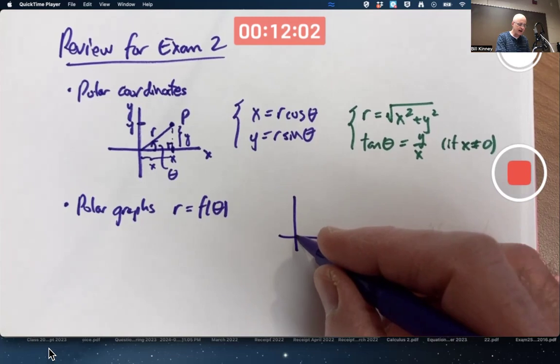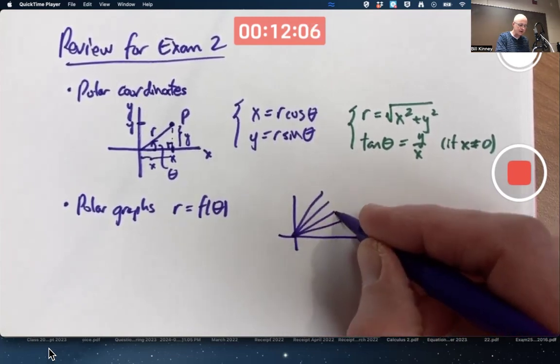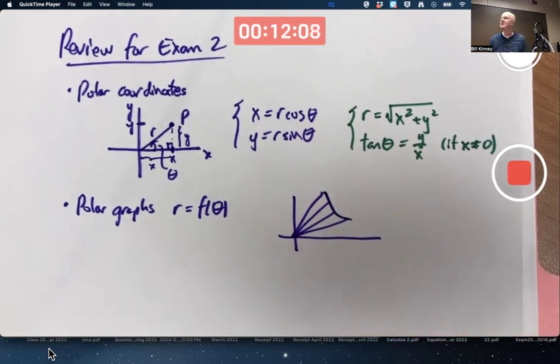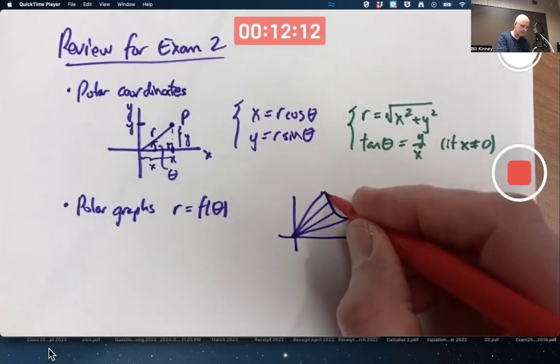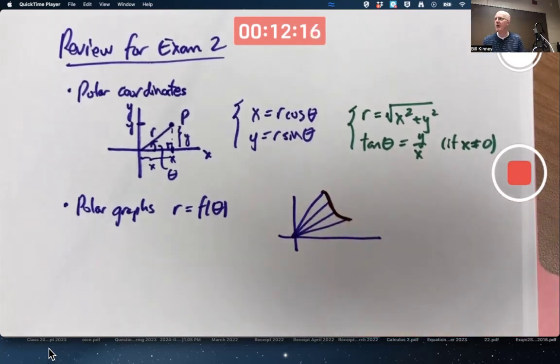As theta varies, you get different distances from the origin. It traces out a polar graph, which is this curve right here. Will I have you make a polar graph on the test? Probably not, right? That's not really the point of a Calculus 2 class.